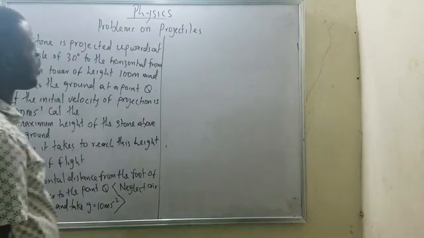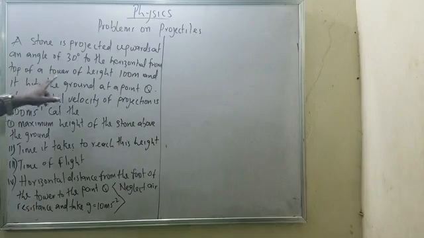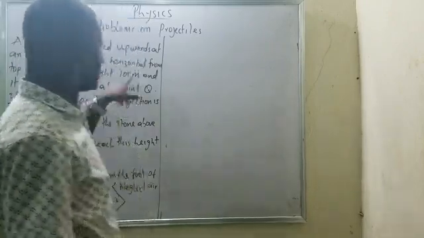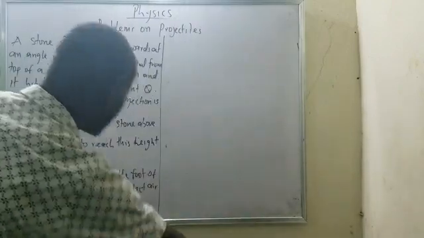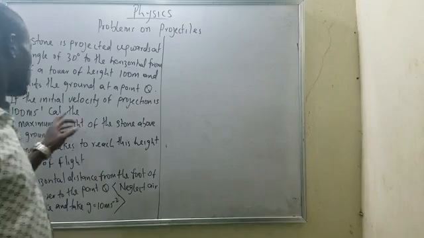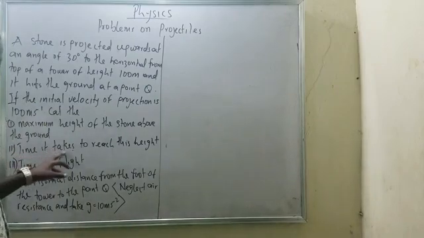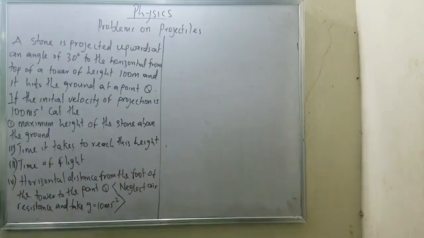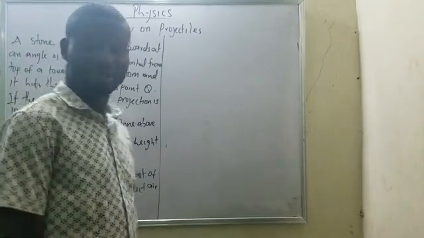A stone is projected upward at an angle of 30 degrees to the horizontal from the top of a tower of height 100 meters, and it hits the ground at a point Q. If the initial velocity of the projection is 100 meters per second, calculate, firstly, the maximum height of the stone above the ground; second, the time it takes to reach the highest point; third, the time of flight; and the last one, the horizontal distance from the foot of the tower to the point Q. Neglect air resistance and take g to be 10 meters per second squared.